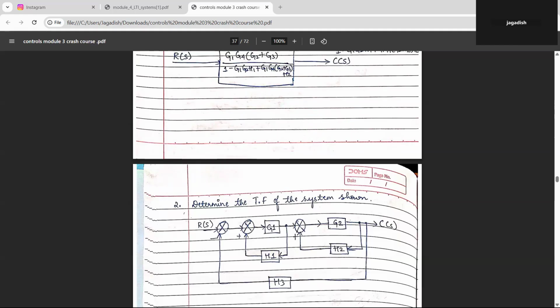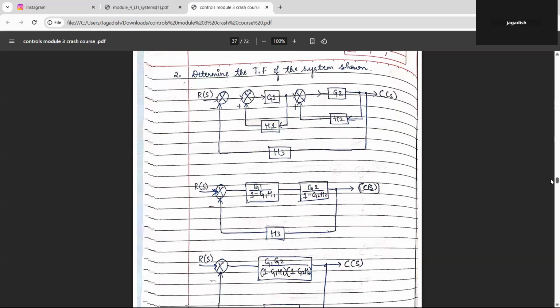Okay, did everyone solve the problem? Can anyone post the answer in the chat box? Hello? Still no one is solving. Okay, let me teach this problem.